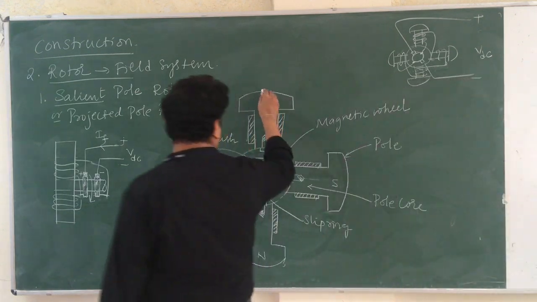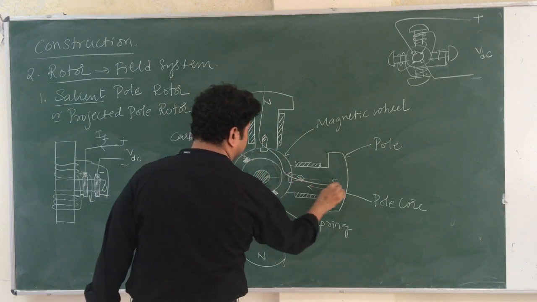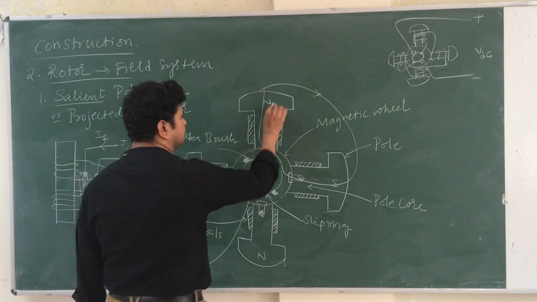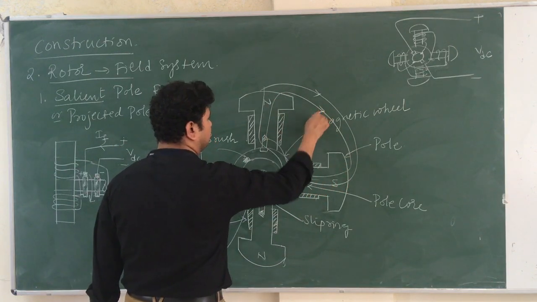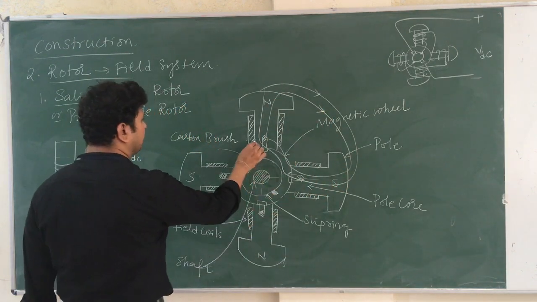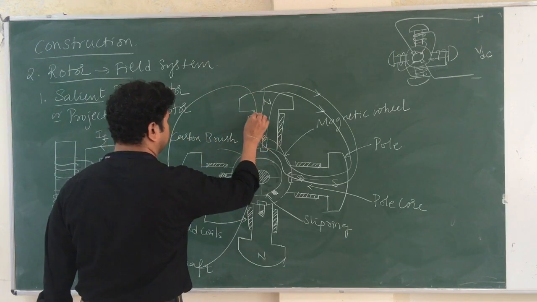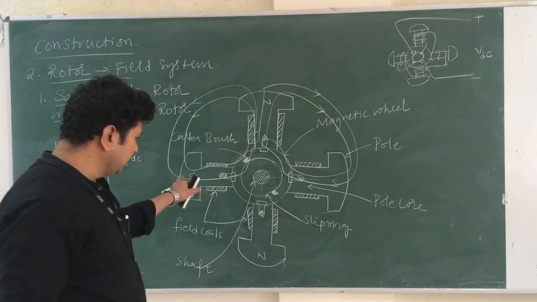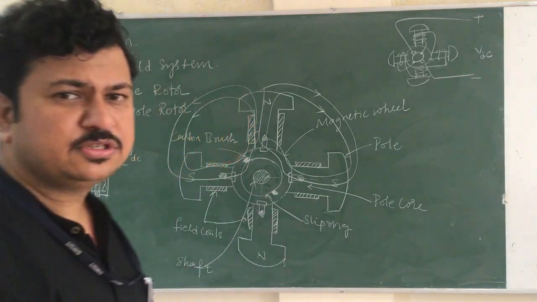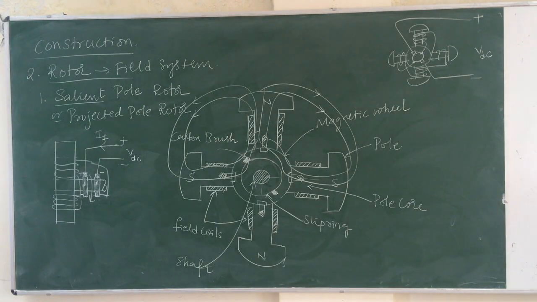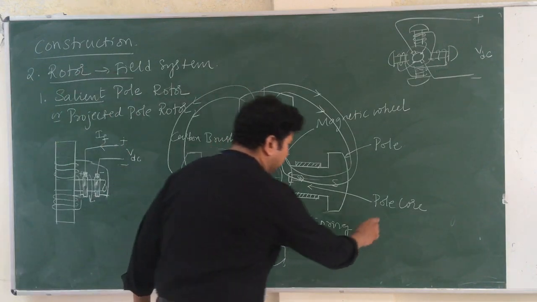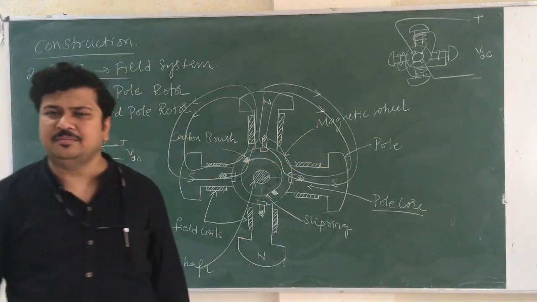And the magnetic field will be like this. These are the magnetic lines of flux. Like that, a magnetic field is produced between any two poles. And these four poles, this pole core is again made up of silicon steel laminations of this shape.